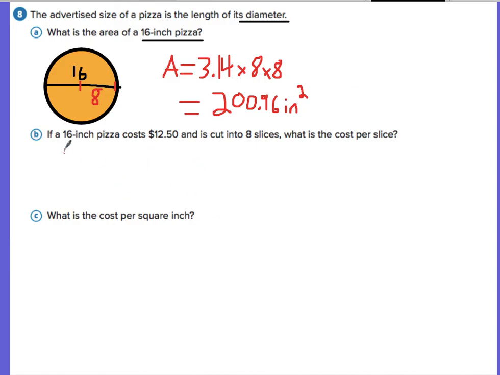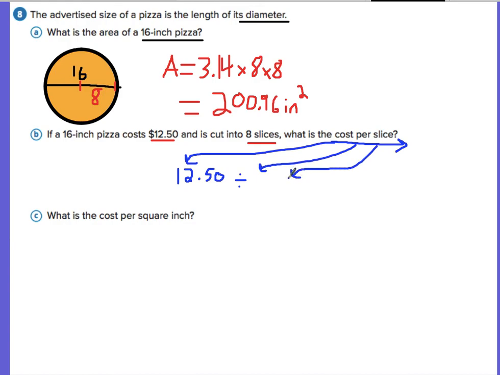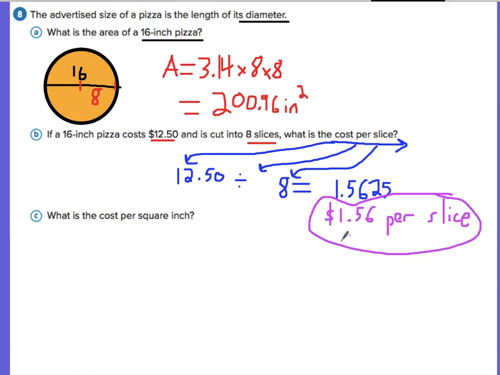Right? And now we're looking at the cost. It says if a 16-inch pizza costs $12.50 and is cut into 8 slices, what is the cost per slice? When you look at this cost per slice, we read it from left to right. And first we're going to do the cost, $12.50. And then per, we're going to divide. And number of slices, 8. So $12.50 divided by 8, you get 1.5625, and we do have to round here because we're thinking about money, right? We don't say $1.5625. We would say $1.56. Put the dollar sign in it, and then say per slice. So that's a good way to think about that.